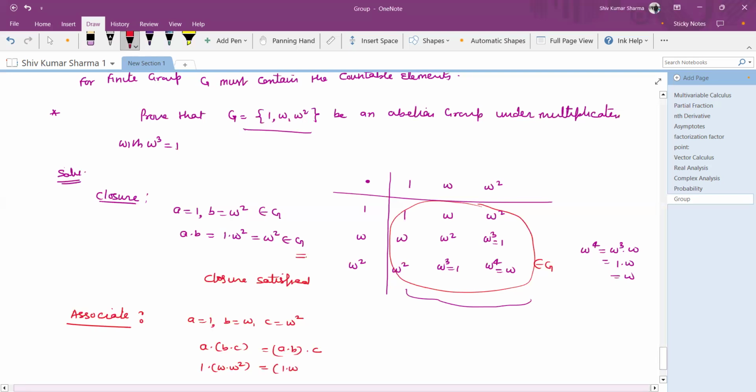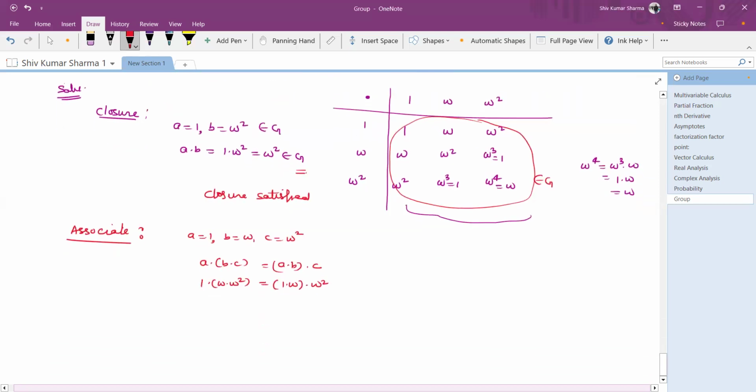So 1 into omega into omega square also satisfies. That means you can write 1 into omega cube is equal to omega into omega square. So omega cube is equal to omega cube. So omega cube equals 1, cube root of unity. So satisfied.